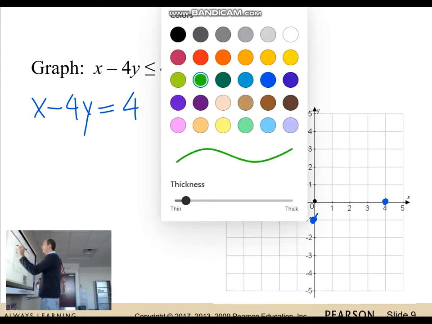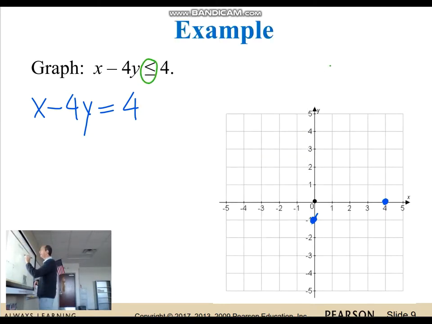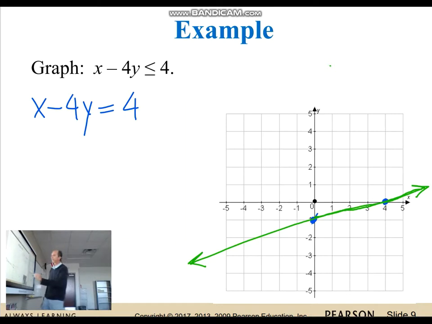Check the kind of inequality that you have here, and there's an equal sign here on the bottom, right? There's an equal sign. The line is going to be solid because the line is included in the set. All the points on the line are part of the solution, and that's the reason we represent the line as a solid line. The boundary is a solid line.